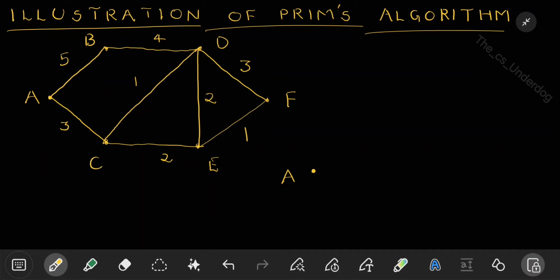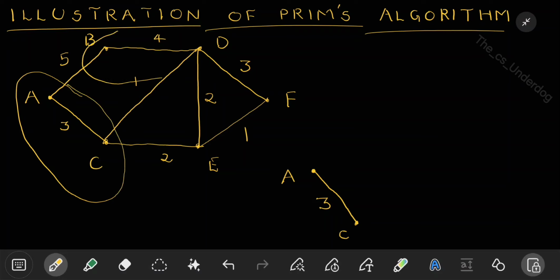So let us draw this edge AC. I am adding AC into the minimum spanning tree. AC is added, which has an edge weight of 3. At this point, I have two vertices inside the MST, A and C, and all other vertices are outside the MST. What is the next step?